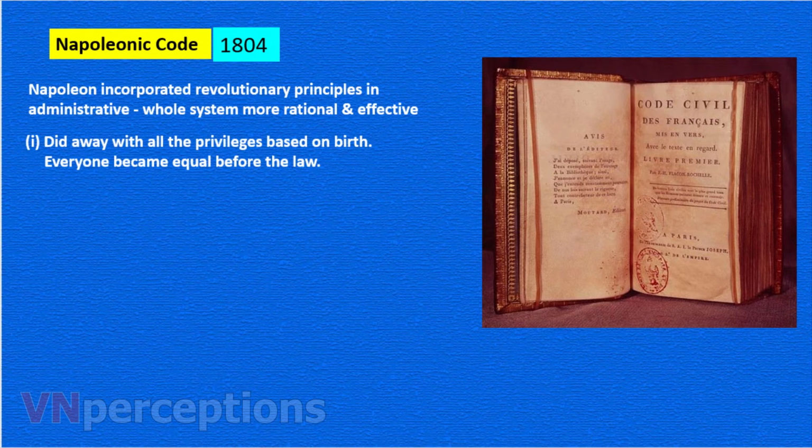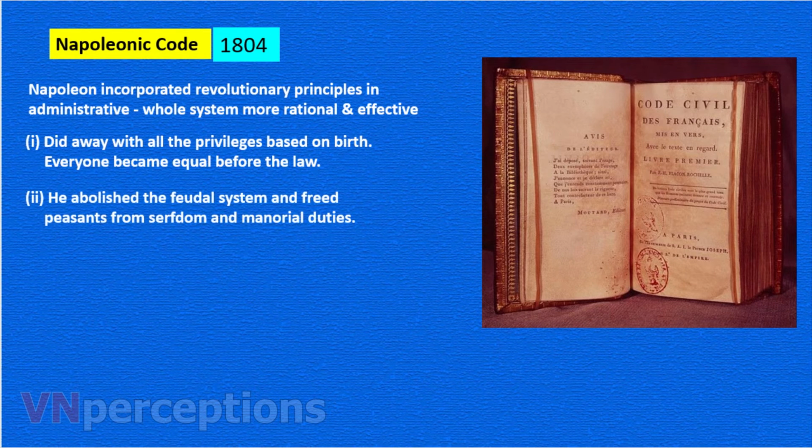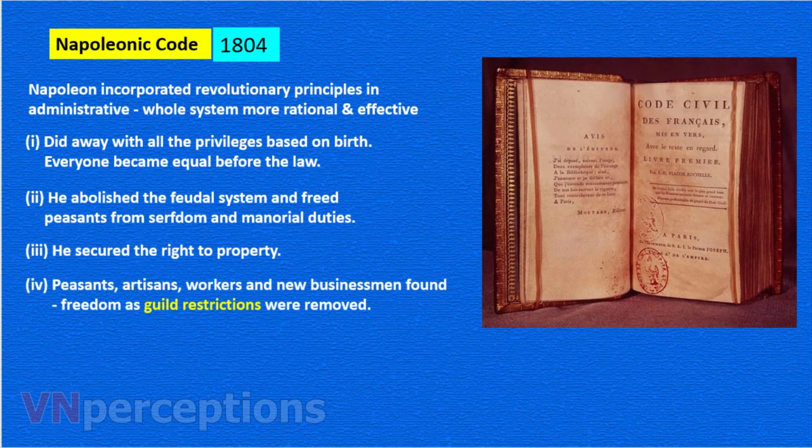First, he did away with all the privileges based on birth. Everyone became equal before the law. He abolished the feudal system and freed the peasants from serfdom and manorial duties. He secured the right to property. Peasants, artisans, workers, and new businessmen found newfound freedom as guild restrictions were removed in towns also.